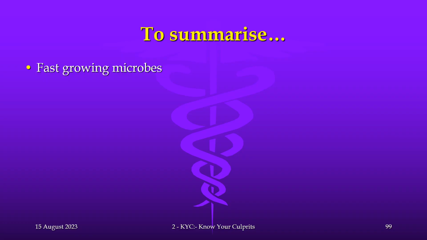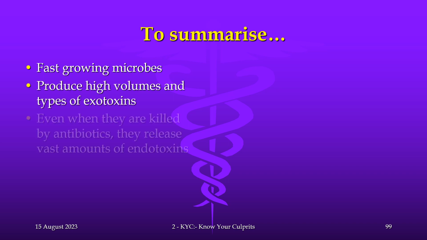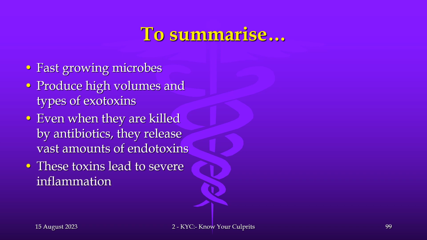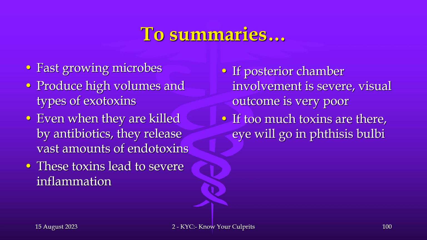To summarize, fast-growing microbes produce high volumes and types of exotoxins. Even when they are killed by antibiotics, they release vast amounts of endotoxins. These toxins lead to severe inflammation. If the posterior chamber involvement is severe, visual outcome is very poor. If too much toxins are there, eye will go into phthisis bulbi.